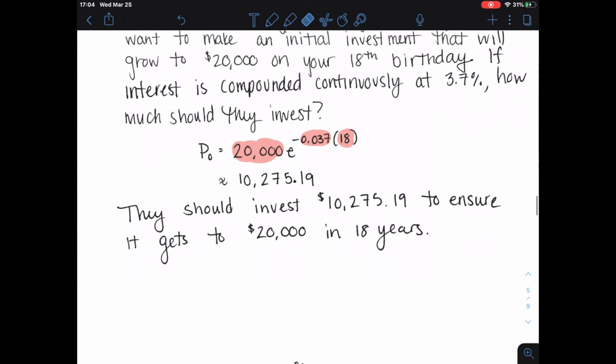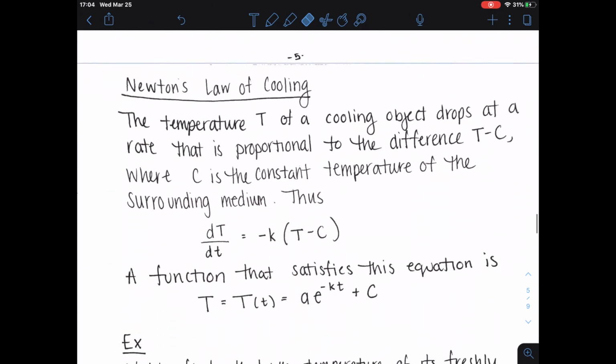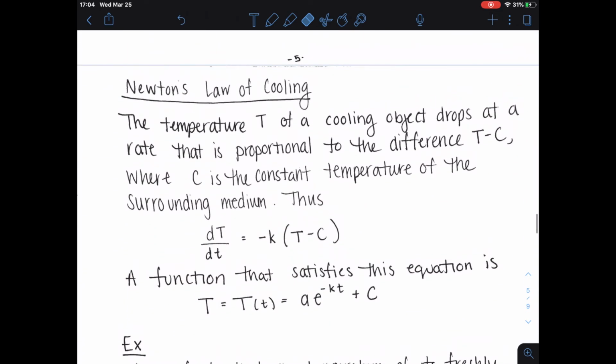Okay. So now the last thing we're going to talk about with these applications of decay is Newton's law of cooling. So the whole idea is if you make a cup of coffee, you make a cup of tea, or really even if you put an ice water cup outside in the hot sun, those objects are going to change their temperature to match their surroundings. So they're either going to get cooler or hotter. So in this case, we're going to look at the instance when it's cooling.